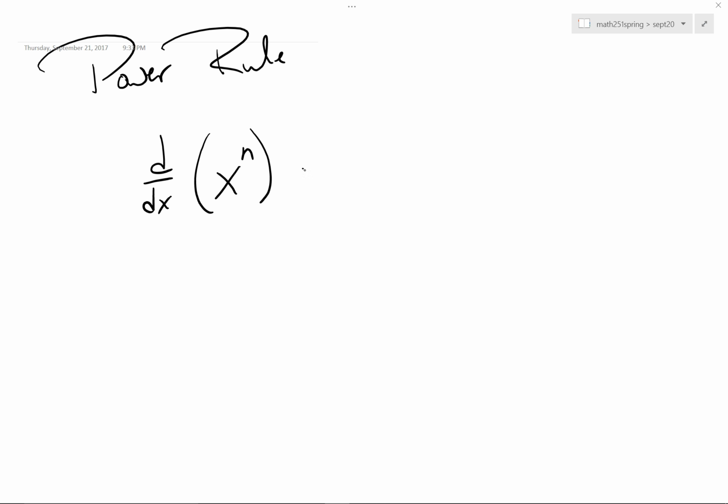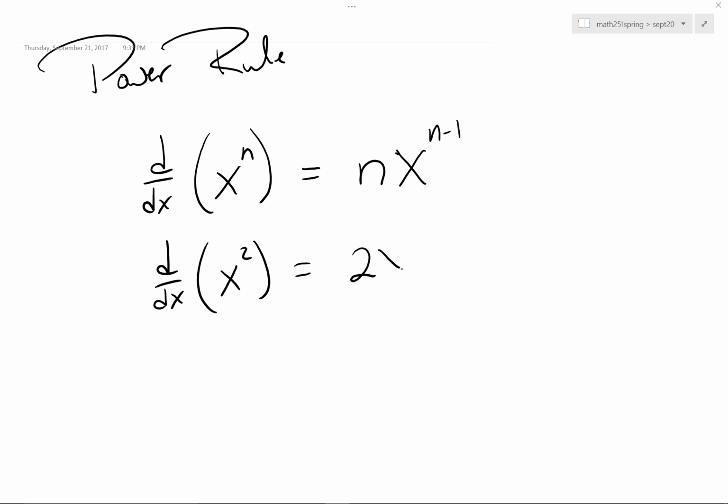A power rule. This is a big deal. The power rule says this. If you want to take the derivative of x to the n, the answer is n times x to the n minus 1. That's it. So what's the derivative of x squared? Well, it's just 2x to the first power. That's all.